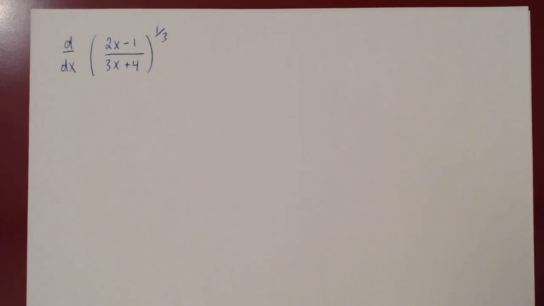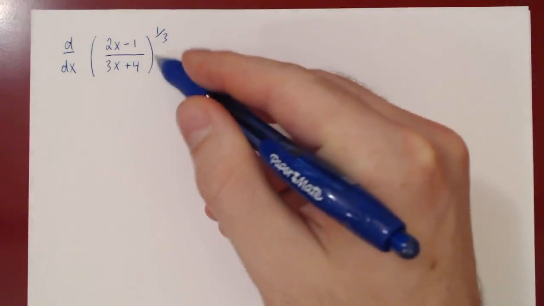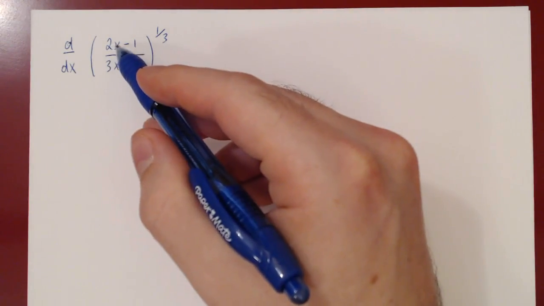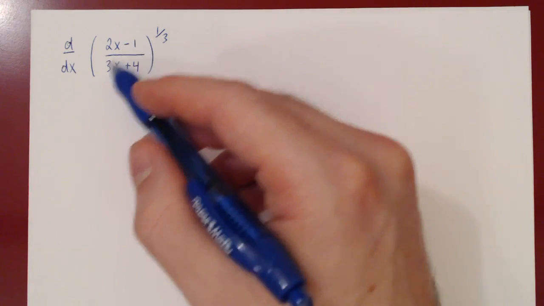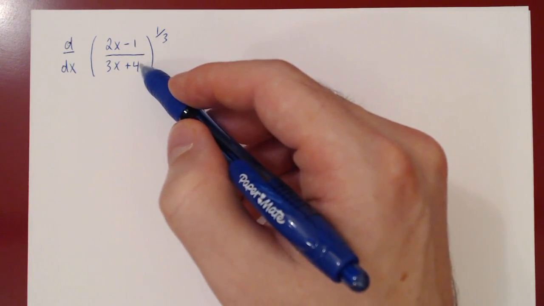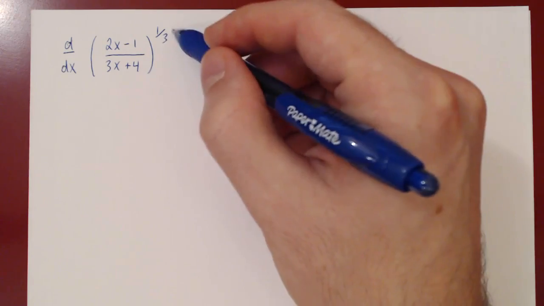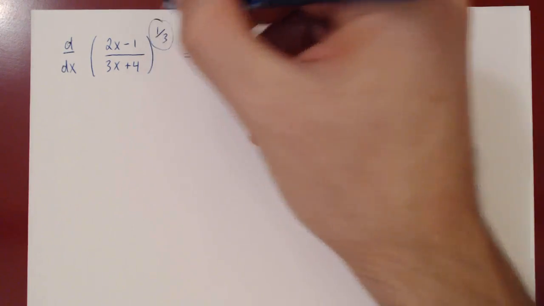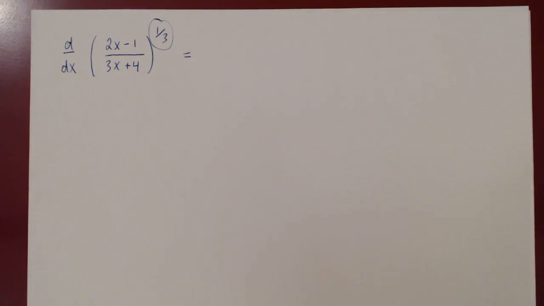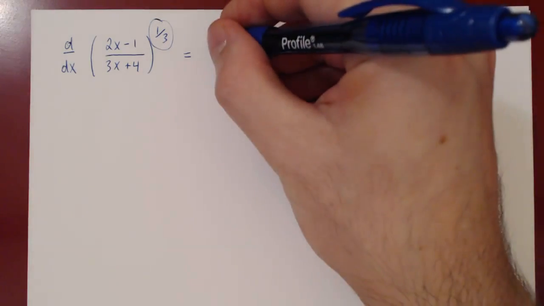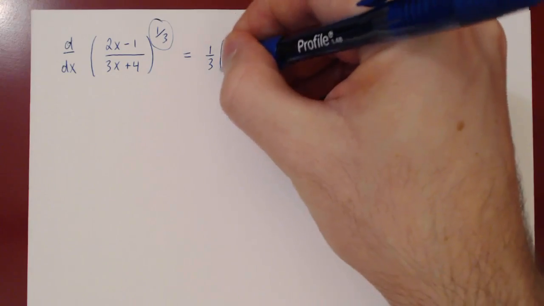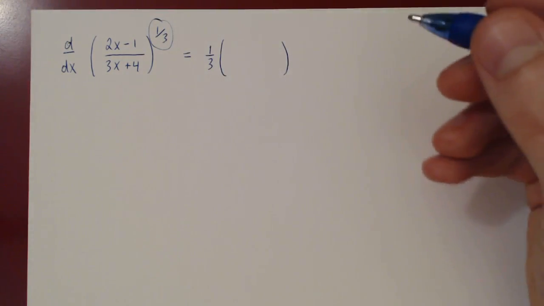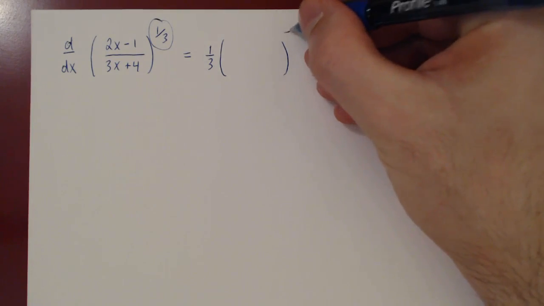Again, think of it as if I give you a value of x and you evaluate the function, what is the last thing you would compute? Well, you would do first 2 times x minus 1, then divide by 3x plus 4, and then you would take the cube root, the power of 1/3. So the outside function is 1/3. We use the power rule, bring the exponent down, subtract from the exponent. 1/3 minus 1 is negative 2/3.